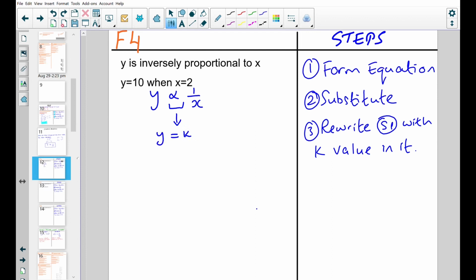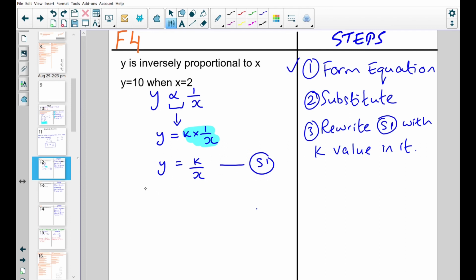I keep everything else the same. This here means k multiplied by 1 over x. Why? This can now be rewritten as k over x. The next step is we substitute. So this is my first step. Next step is substitute the values given to me in here.